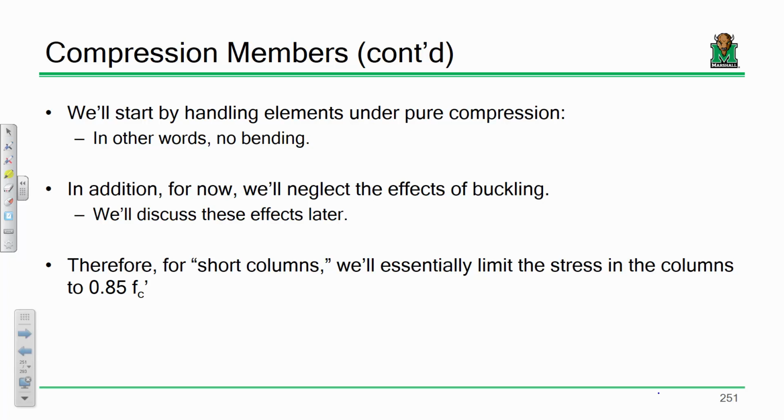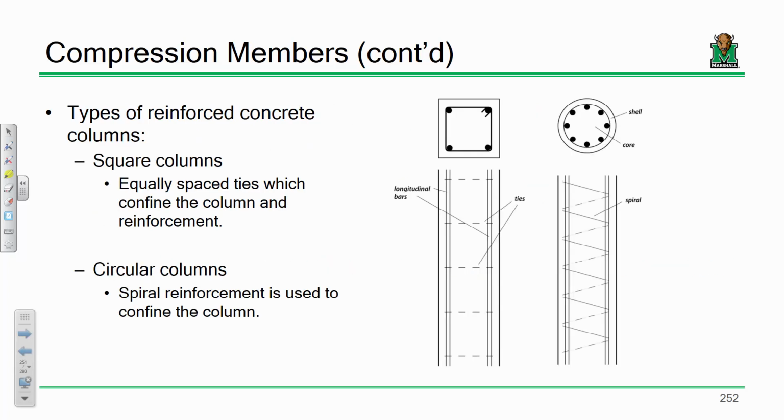So for now, we're ignoring buckling and we're ignoring bending. So how do we compute the capacity of a short column? It's pretty simple. It's 0.85 f'c times the area of the concrete plus Fy times the area of the steel. And that's it, okay?